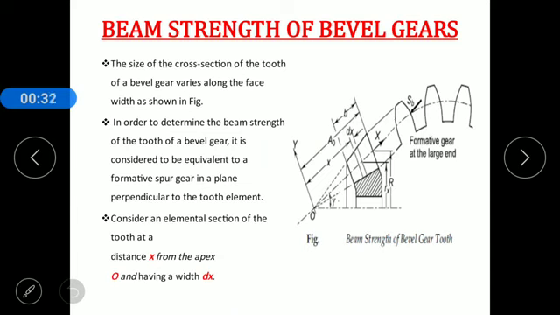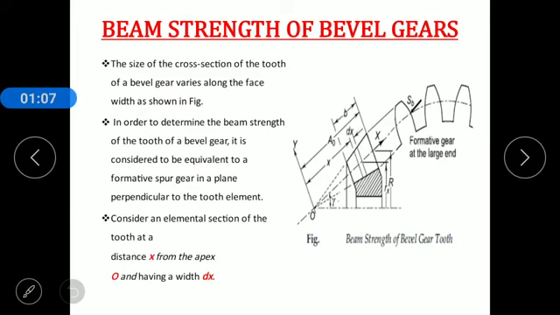Everyone, carefully observe the figure which is shown on the screen. Here we show the half portion of bevel gear and at a larger end here we create a formative spur gear or imaginary spur gear. One thing everyone knows, the size of cross section of tooth of bevel gears varies along the face width, and that is also shown in this figure.